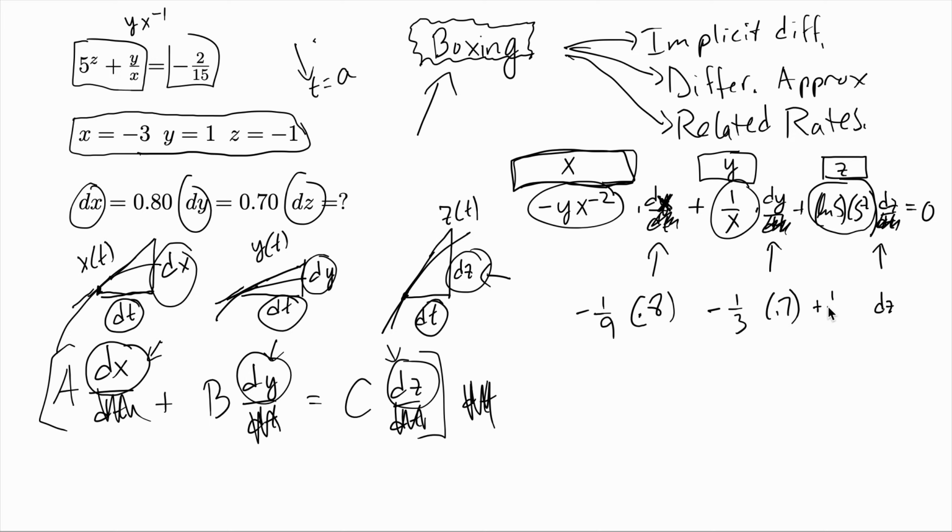Plus, let's see, is that right? 5 to the z, 5 to the -1, which is a fifth, ln of 5. Okay, something like that. And that's equal to 0. Notice how we could solve quickly for dz now.